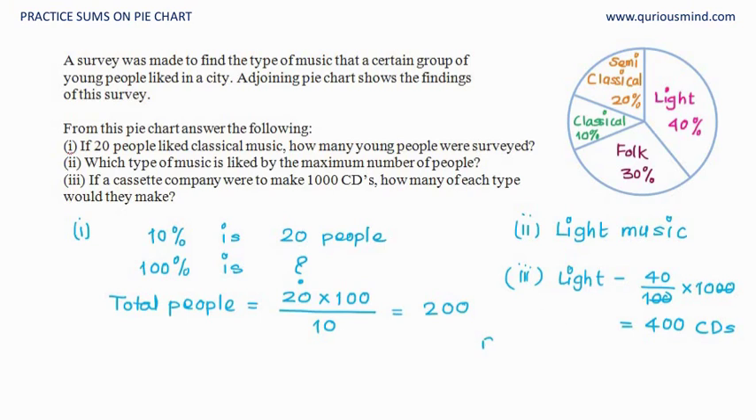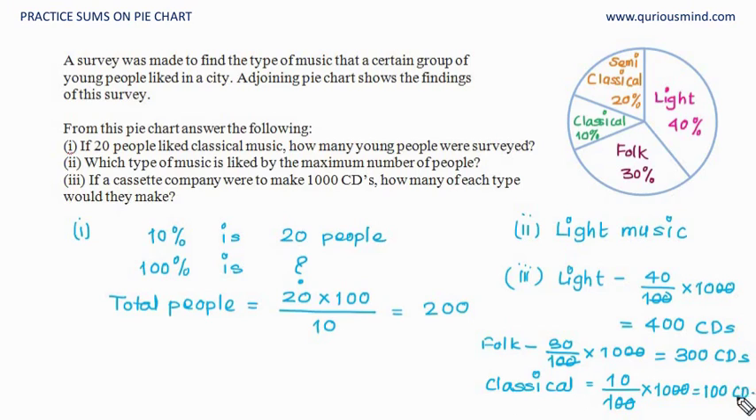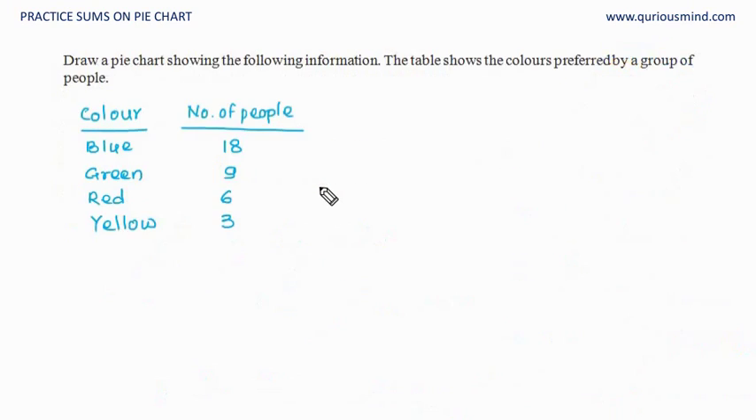Similarly, for semi-classical, it is 20%. That is equal to 200 CDs. Let's do the next one.